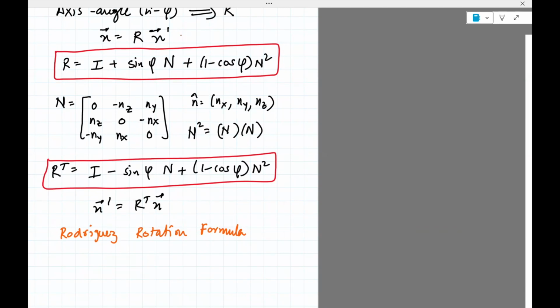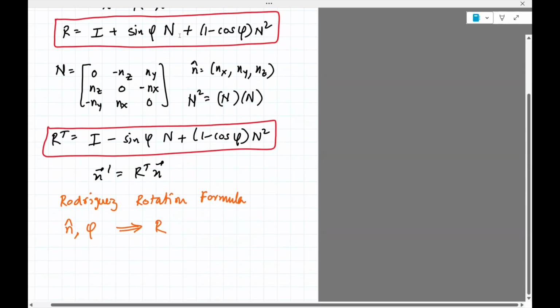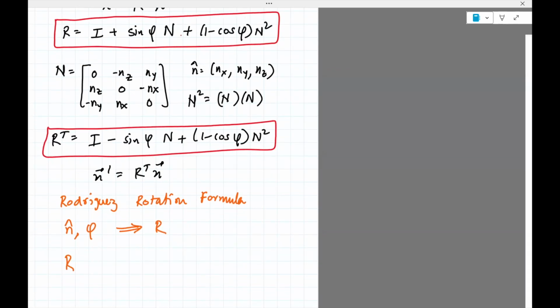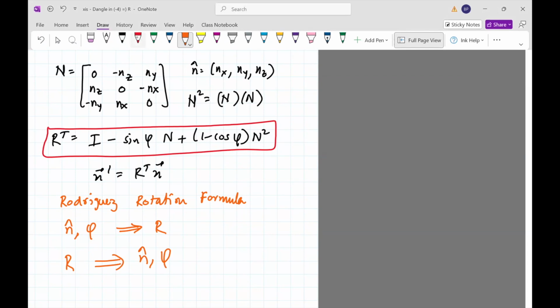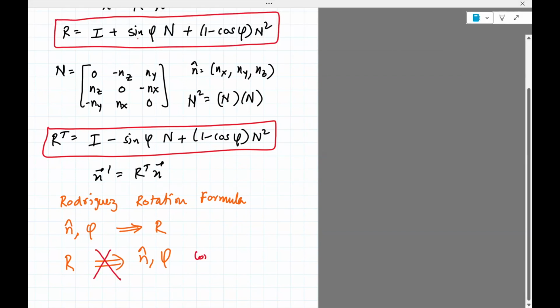So we've basically shown how to compute R if you're given n and psi. Now, this other direction is something which we will not do. This is complex. That is the reverse one. There are ways to compute that. Actually, the way to compute n, psi would be first to get the quaternion from the rotation, and from the quaternion we'll get n and psi. So we'll never take this route.